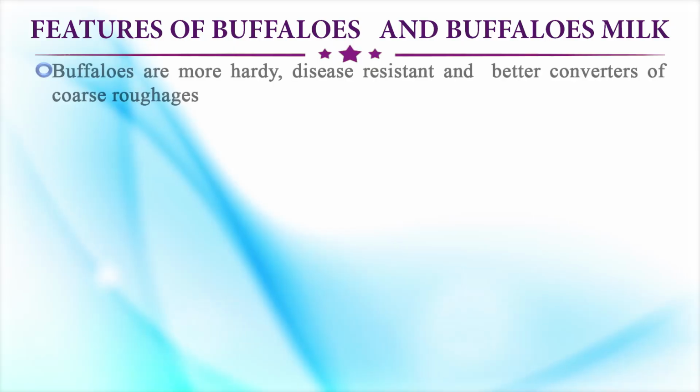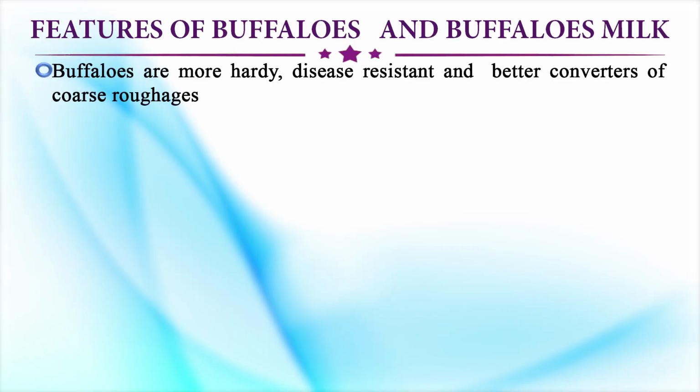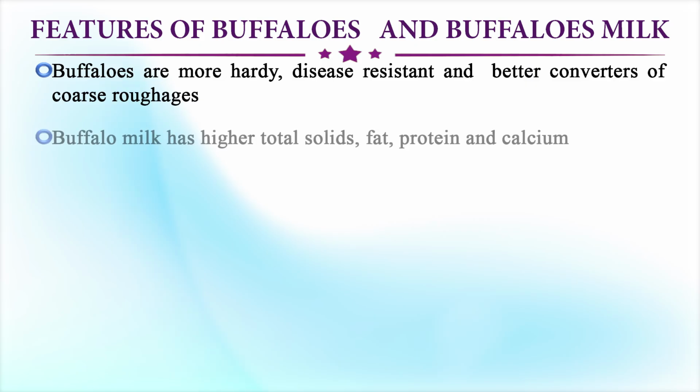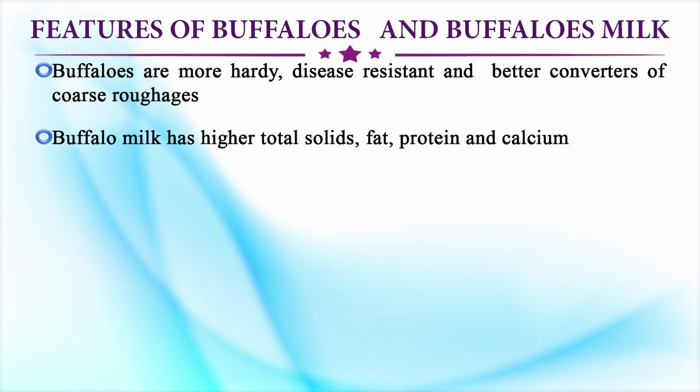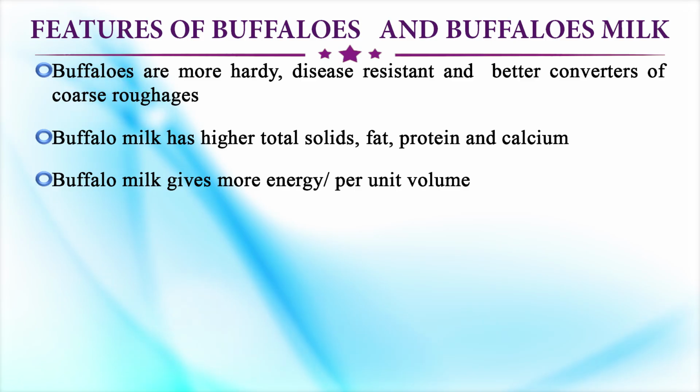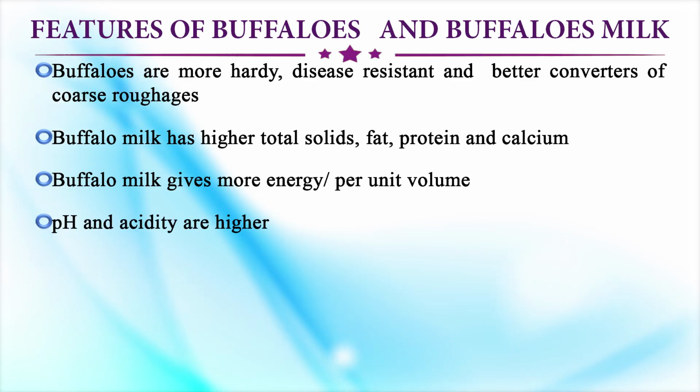Now, what are the properties or the virtues of the buffalo milk? First, the buffaloes are more hardy, disease resistant and better converters of the coarse roughages. So, they are very good because whatever you give to them, they take it easily. The milk has higher total solids, fat, protein and calcium. It gives more energy per unit volume, that is if you take 100 ml of this milk as compared to cow milk, you will get more energy. pH and acidity are also higher, these are the physicochemical properties and they play a role.